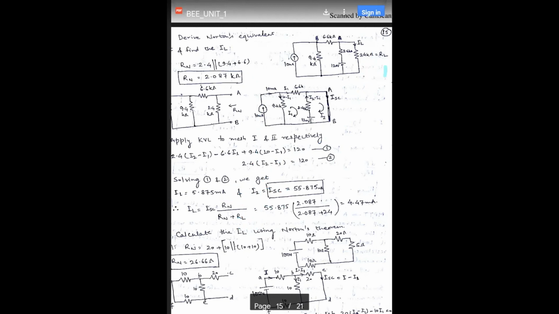Yes. Sir, in this, in the AB branch, will the I1 current not flow? No. I1 current is flowing in the first loop. Okay.